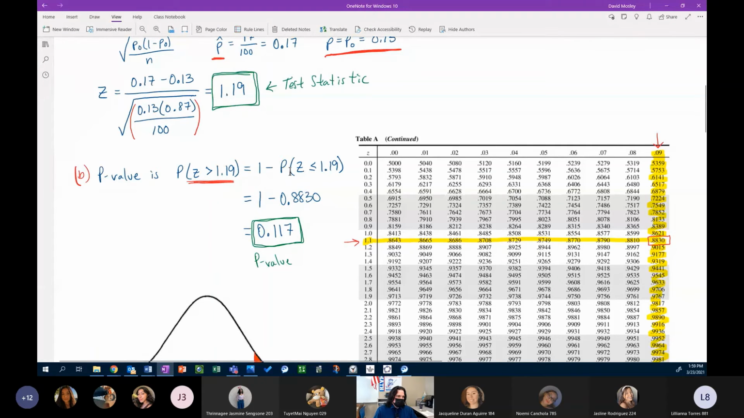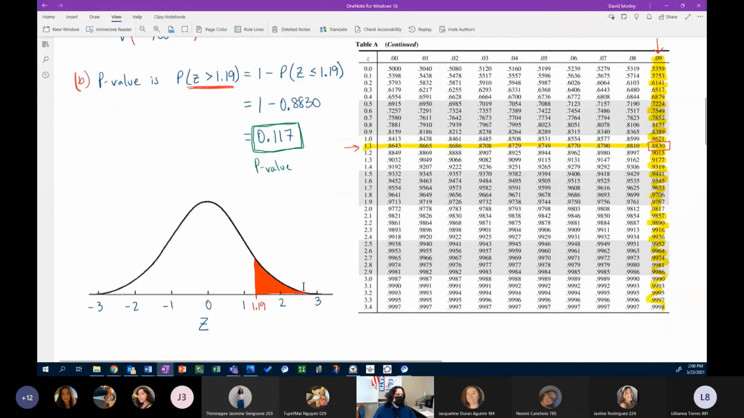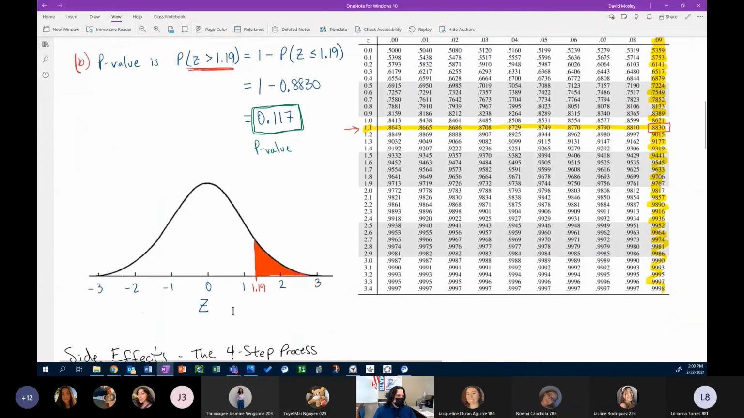So we then find the Z score of 1.19 on table A. We find 1.1 over here along the left-hand column, and 0.09 on the top row. They intersect right here at 0.883. So we do 1 minus 0.883, and we get 0.117 for our p-value. In the graph of the normal curve, the shaded red area here is the proportion greater than 1.19, and that is about 11.7%.